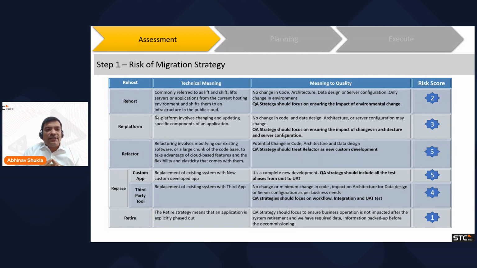The second strategy is re-platform. Say we are currently on-prem using SQL Server 2012, and when we go to the cloud, we want to upgrade it. Or we are touching the server side, or trying to use another load balancer and those kinds of things. Then the risk score is higher compared to rehosting, but because we are not touching the architecture or code, it sits between rehost and refactor.